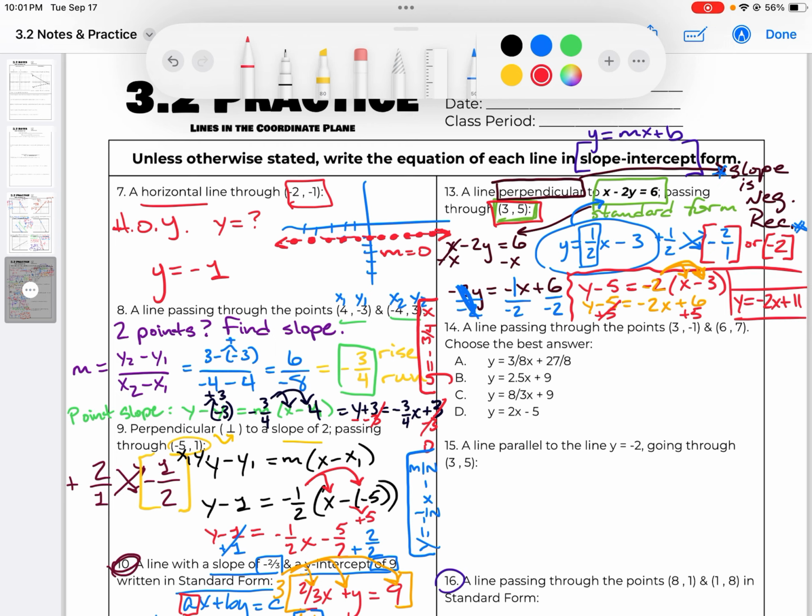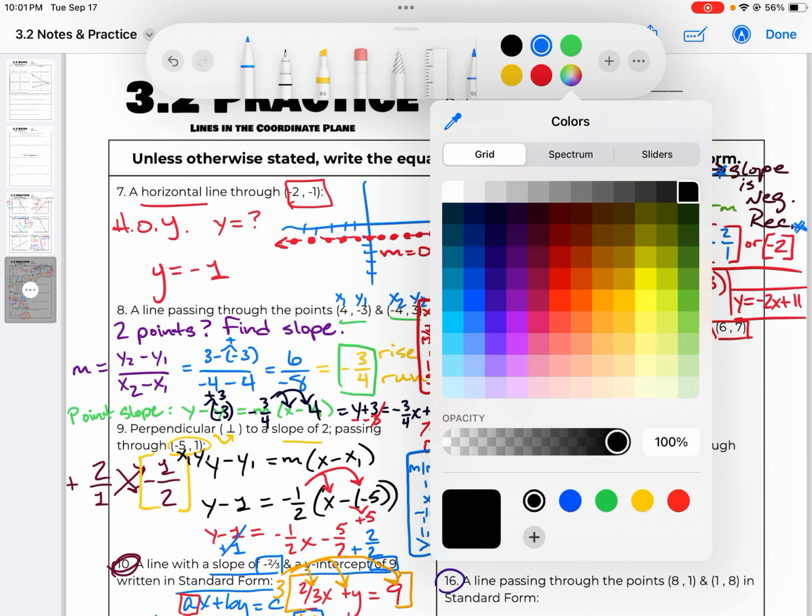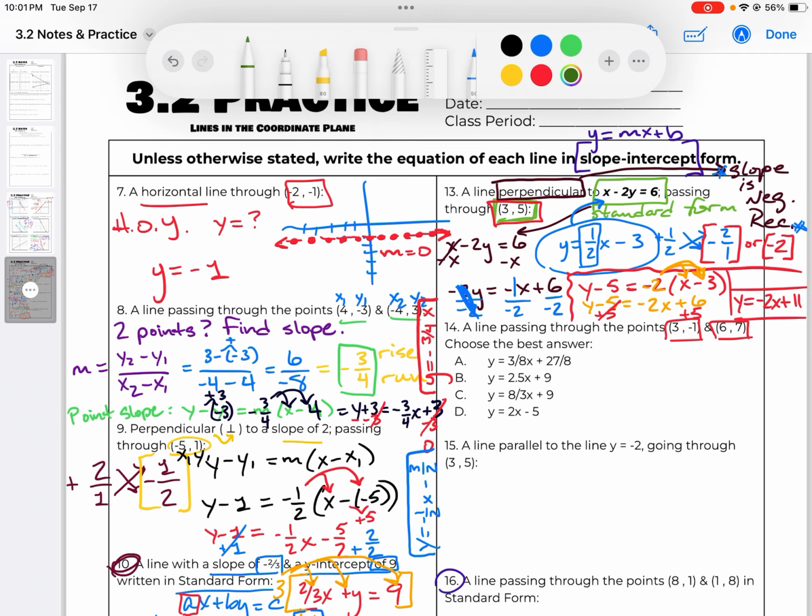Number 14 says a line passing through these points, choose the best answer. So I'm given 2 points. Whenever I'm given 2 points, I'm automatically thinking use the slope formula, y2 minus y1 over x2 minus x1. I'm going to go ahead and label my points x1, y1, x2, y2. And then I'm going to take those numbers and plug them into the equation.